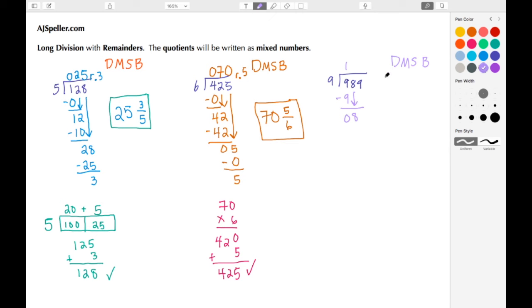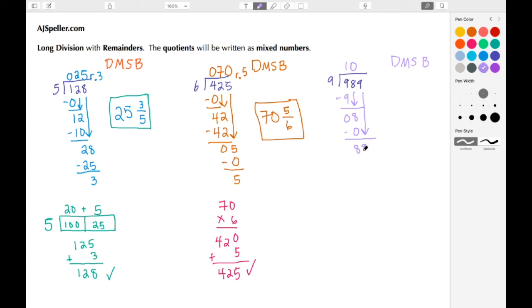Now we go back to divide. So we want to know how many times 9 can go into 8. Well, it can't, so we place a 0. Then we multiply. 0 times 9 to give us 0. Then we subtract. 8 minus 0 to give us 8. And then we bring down. And this here is a 9. So now we go back to division.